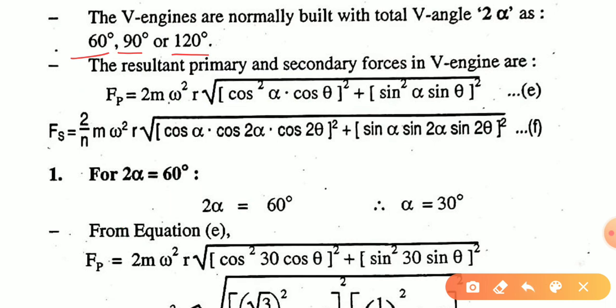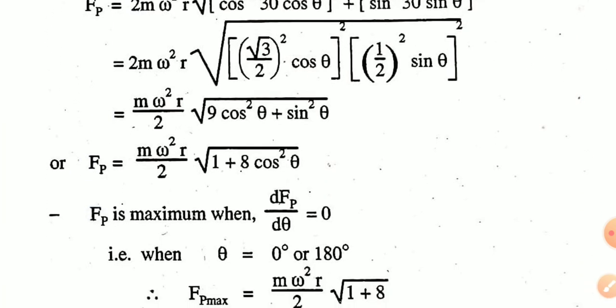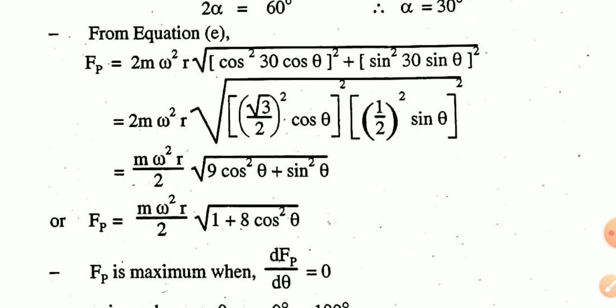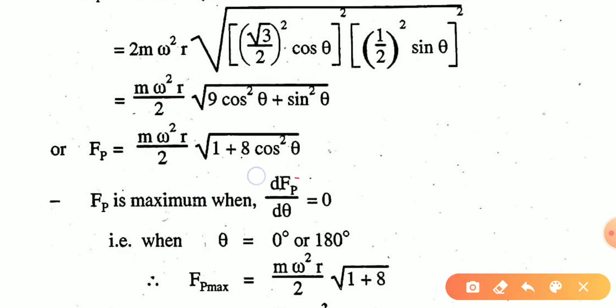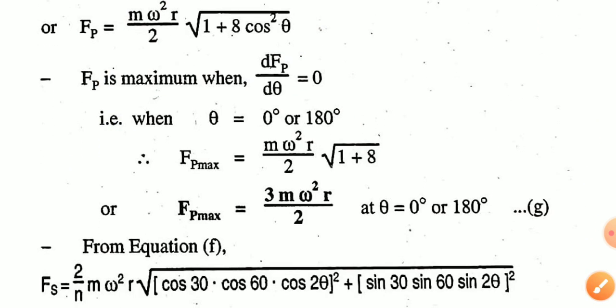Now this is our resultant primary force and secondary force. First we will consider 2 alpha equal to 60, which means alpha is equal to 30. If we put the value of alpha in the equation, we will get this equation for the primary force. Now when will the primary force be maximum? It will be maximum if we take the derivative of it with respect to theta and set it equal to 0. So for theta equal to 0 or 180, the F_P will be maximum.